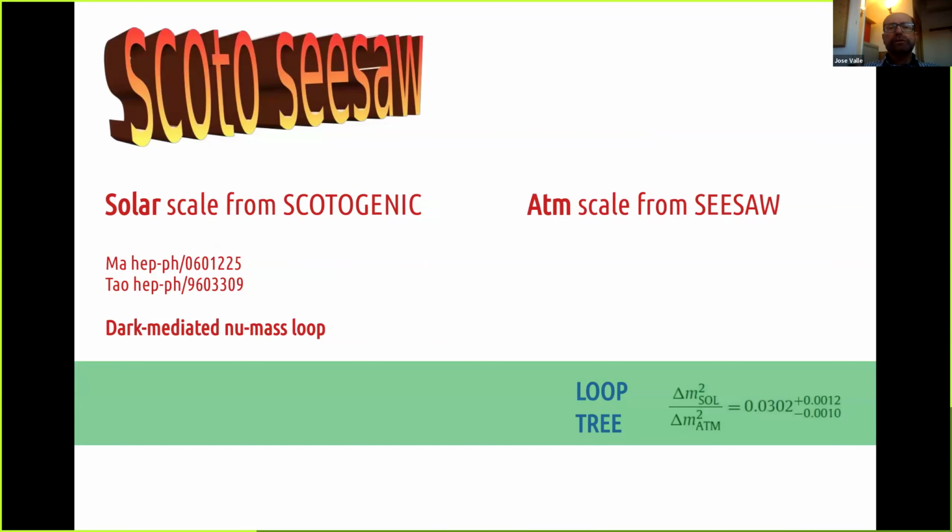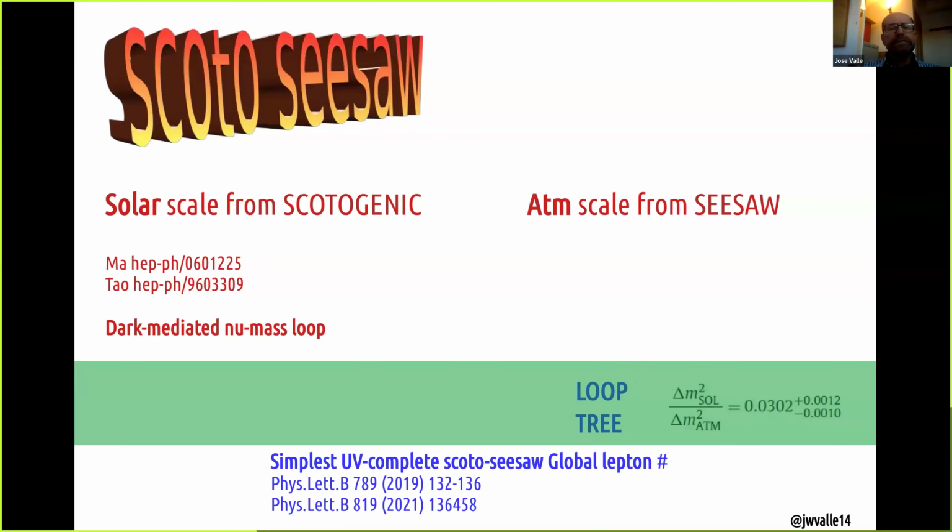Now a different game, which I already mentioned. Scotoseesaw is a hybrid construction combining two paradigms: the seesaw paradigm to explain the atmospheric scale, and the solar scotogenic paradigm invented by Ma and Tao, 10 years before Ma. They invented the same model, which is the scotogenic model. So I'm just combining the two to get a hybrid, one paradigm with the other. This way I can explain this ratio: delta m solar over delta m atmospheric is just 3%. And this 3% is explained as a result of a calculable loop.